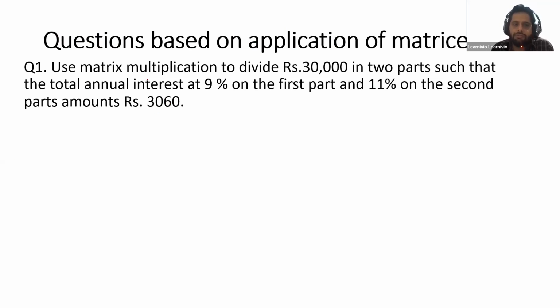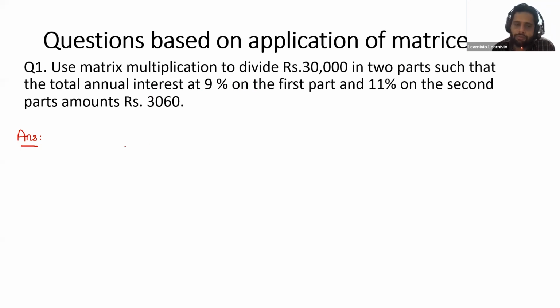Okay, so the problem is: use matrix multiplication to divide rupees 30,000 into two parts such that the total annual interest at 9% on the first part and 11% on the second part amounts to rupees 3060. In your exam there's a possibility of such types of questions. We will share one more assignment with you where there are questions on the basis of application. Now in these types of questions, I always suggest to students that before making a matrix, please first of all be clear what equation you need in the end.